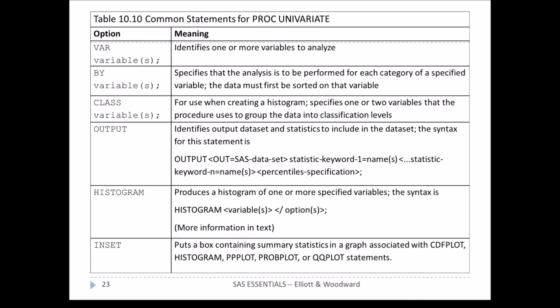And then common statements for PROC UNIVARIATE. The VAR statement we know, the BY statement we know, we've seen the CLASS statement, OUTPUT, all of these are very familiar. The HISTOGRAM statement is a little different. It produces a histogram of one or more specified values. So for instance, we could include the statement HISTOGRAM and then variable or variable names and then slash some options, and we'll look at that in an example. And also the INSET statement, which is going to put a box containing summary statistics in the graph that we saw earlier, that we can request some information be placed in that box with the graph, and we'll see an example of that also.